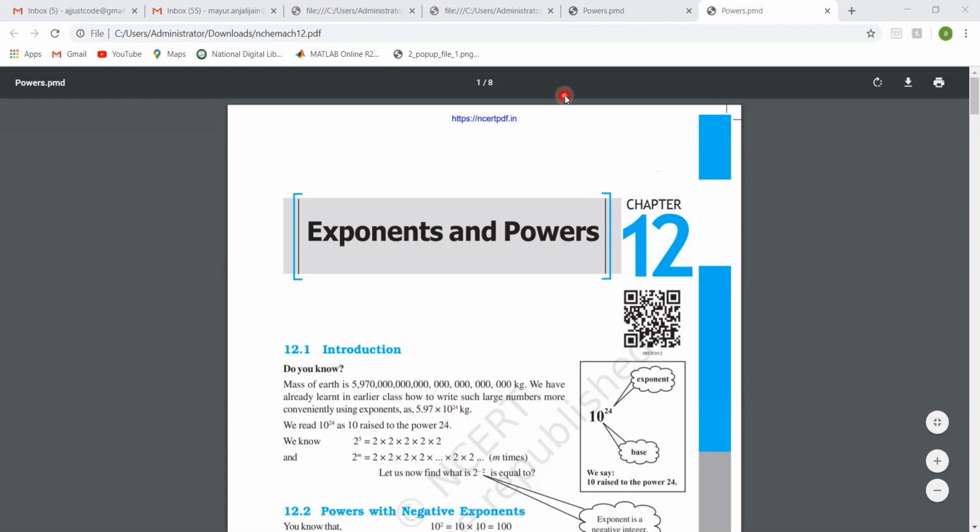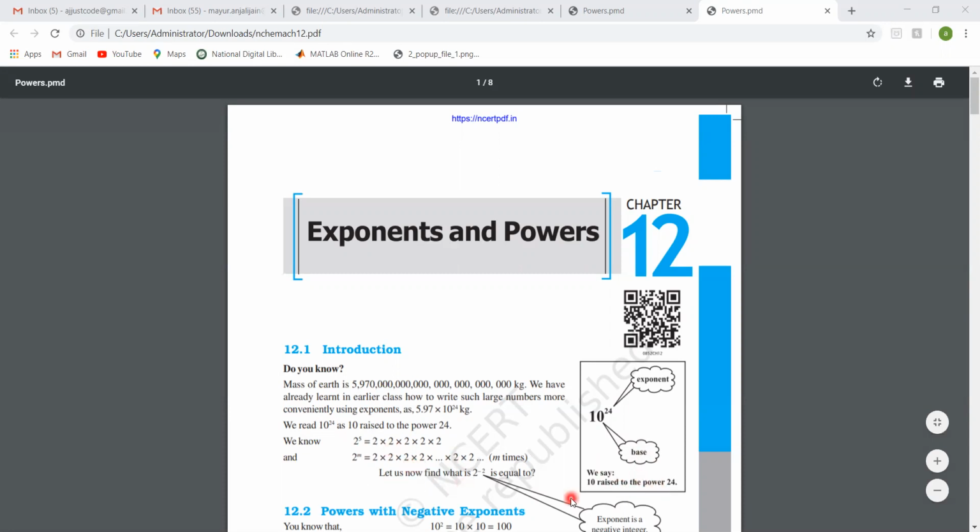Yes. Now see, how do we read this? Here it is written and read as 10 raised to the power 24, where your 24 is the exponent and your 10 is the base. So we say 10 raised to the power 24.